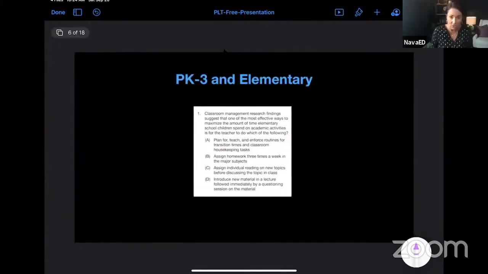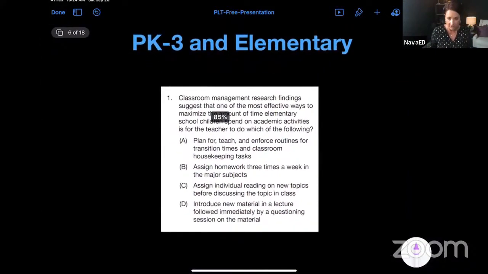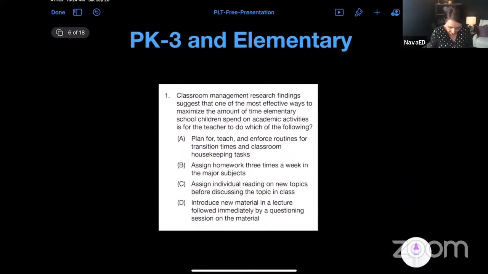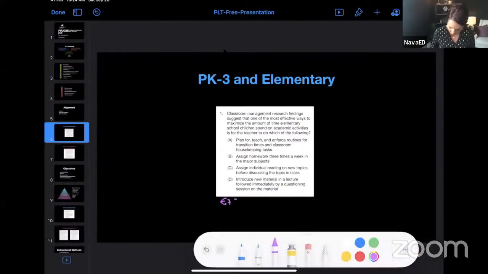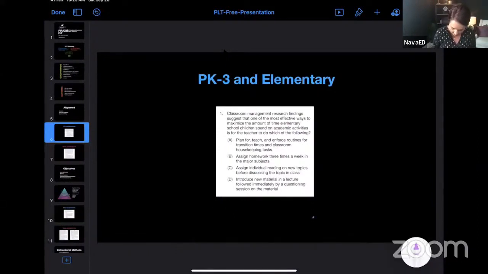So now let me just zoom in here. I'm going to give you a second to do this. This is from the ETS. I should have typed this in here. Let me just go back up here. This is from the ETS. I want to cite it so you know this is not a NAVA Ed.